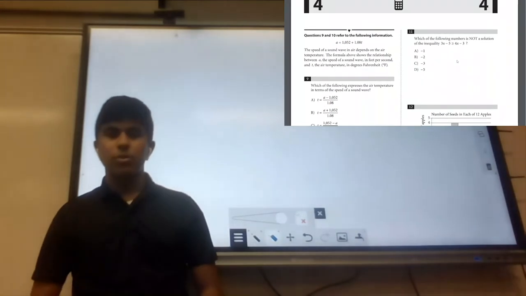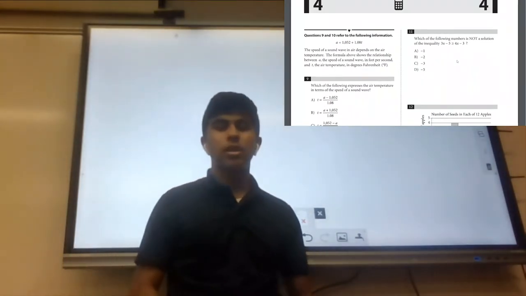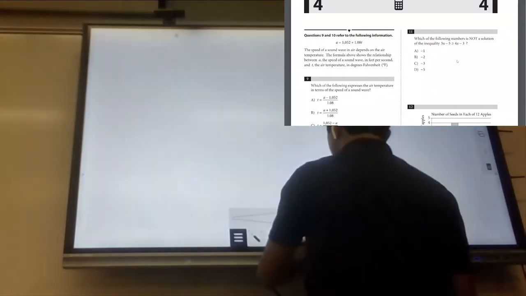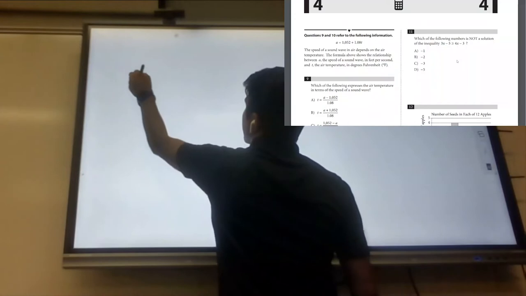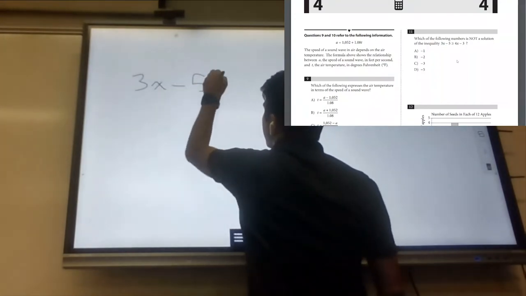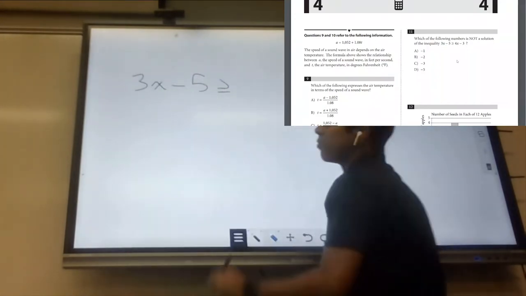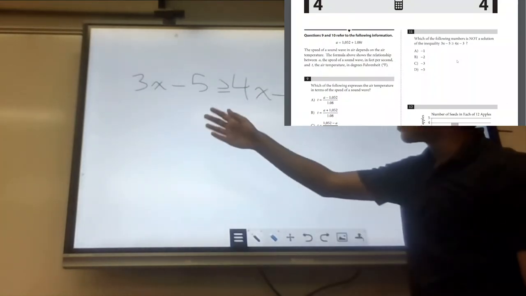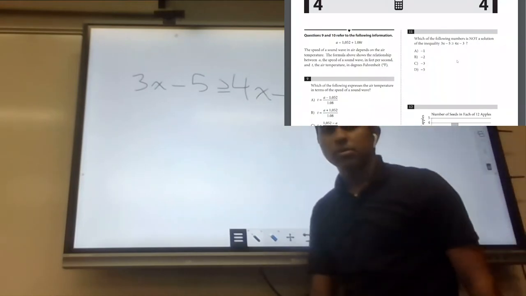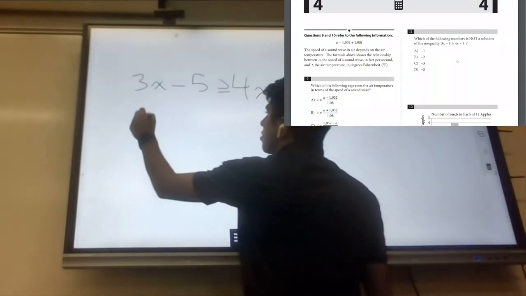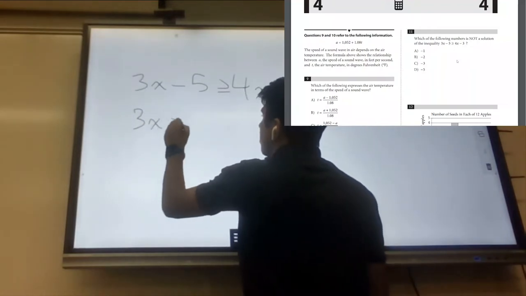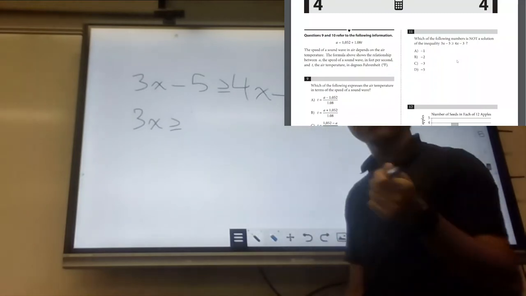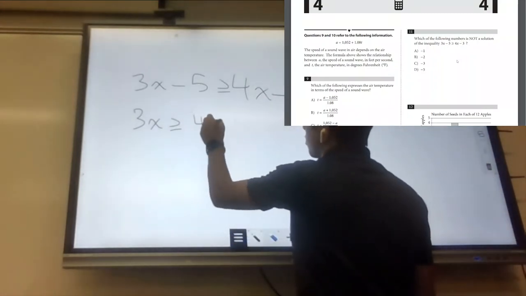Question number 11. Which of the following numbers is not a solution of the inequality 3x plus 5, or 3x minus 5, sorry. Happened to me like 30 times today. 3x minus 5 is greater than or equal to 4x minus 3. So I can add 5 to both sides. Actually, how about I don't add? No, I am going to add 5 to both sides. So it's giving me 4x plus 2.